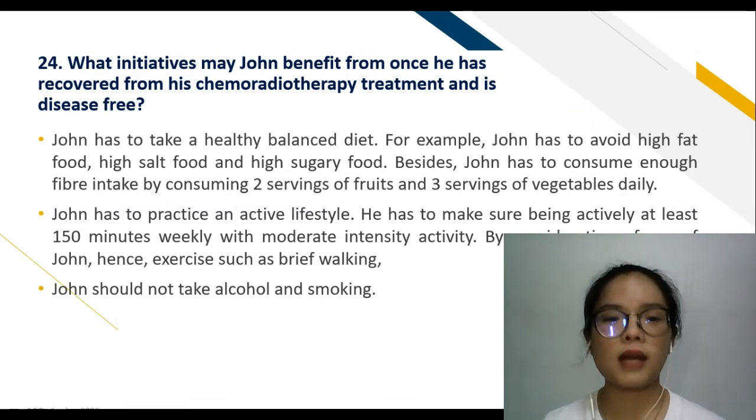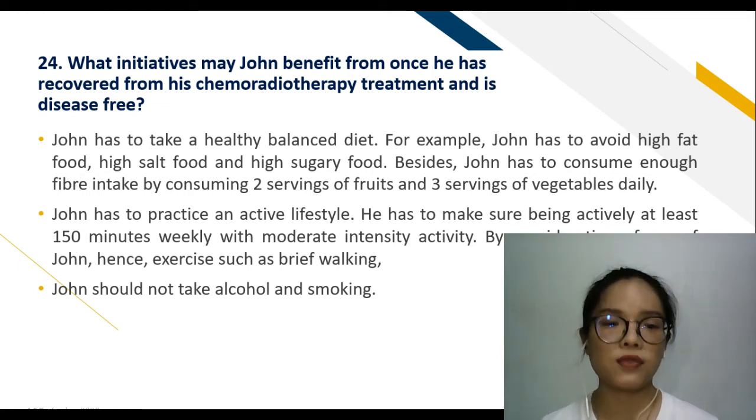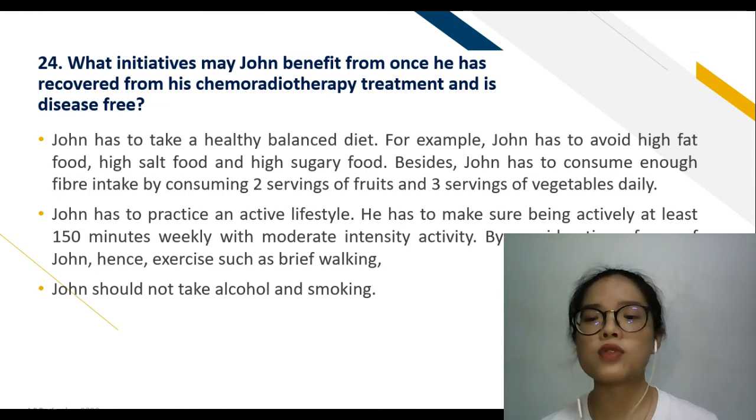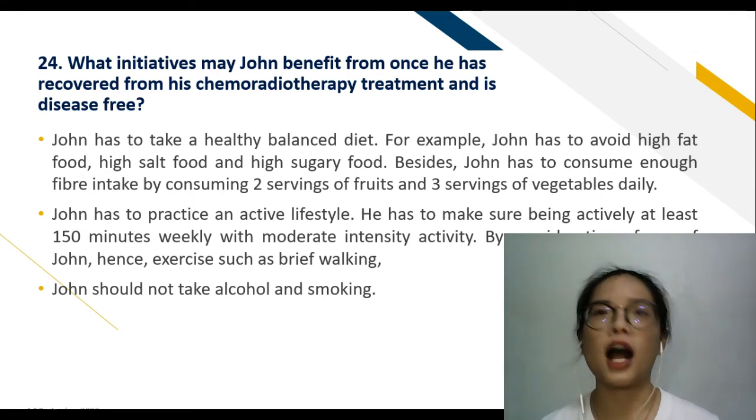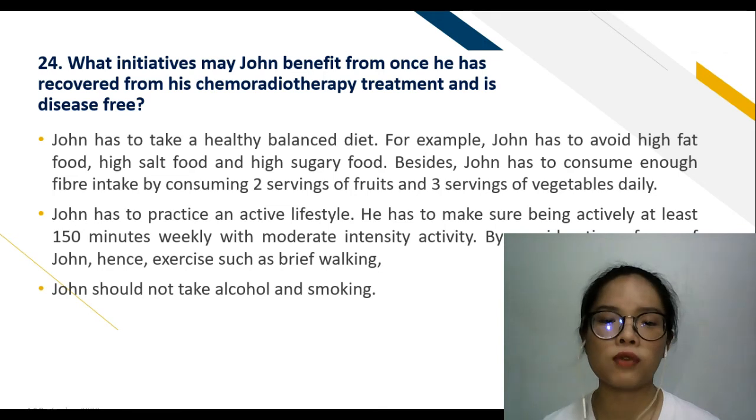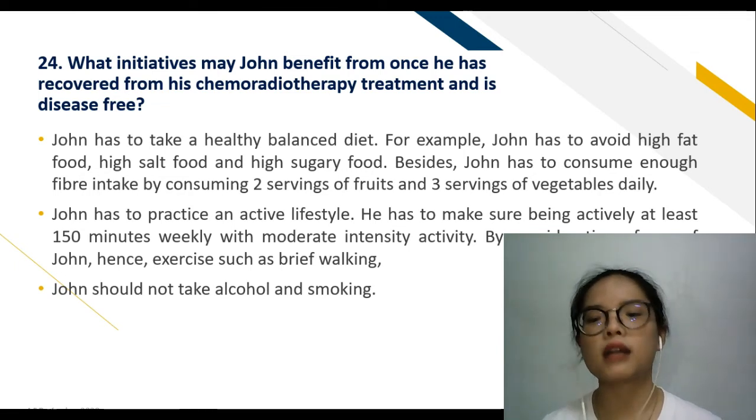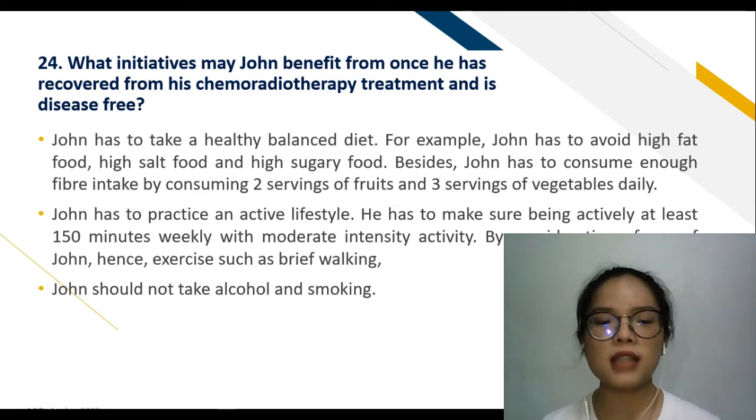The initiatives that John may benefit from once he has recovered from the cancer therapy and is disease-free are as follows. John has to take a healthy balanced diet. For example, he has to avoid high-fat, high-salt, and high-sugar food. Besides, John has to consume enough fiber by eating 2 servings of fruits and 3 servings of vegetables daily. John also has to practice an active lifestyle. He has to make sure he is active at least 150 minutes weekly with moderate intensity activity. By consideration of his age, exercise such as brisk walking is more suggested.